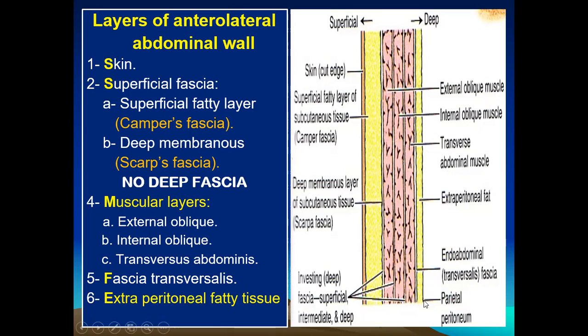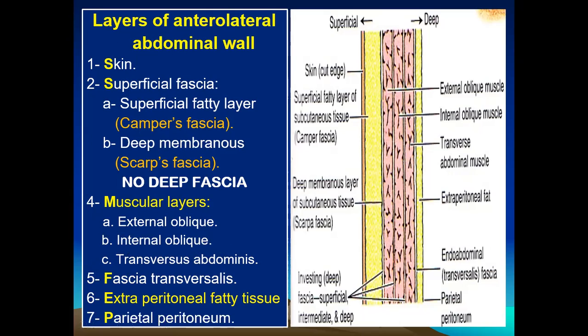This is the parietal peritoneum. Then we have the visceral peritoneum, which is attached to the abdominal organs. So these are the layers of the anterior abdominal wall, also called the anterolateral wall. So: skin, then the superficial fascia, which has 2 parts, the fatty layer as well as Scarpa's fascia, the membranous layer. Then the muscular layer, which has 3 parts: external oblique, internal oblique, and transverse abdominis. And then deep to that we have the fascia transversalis as well as the peritoneal layer.